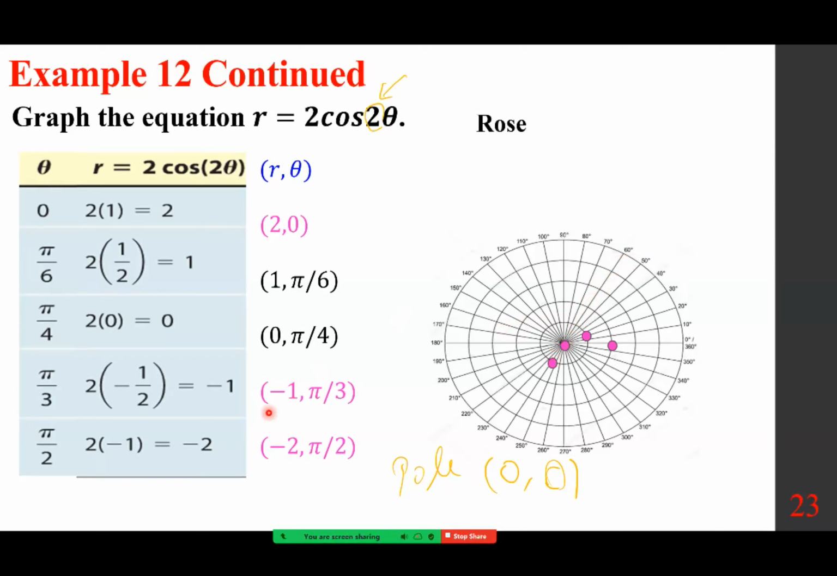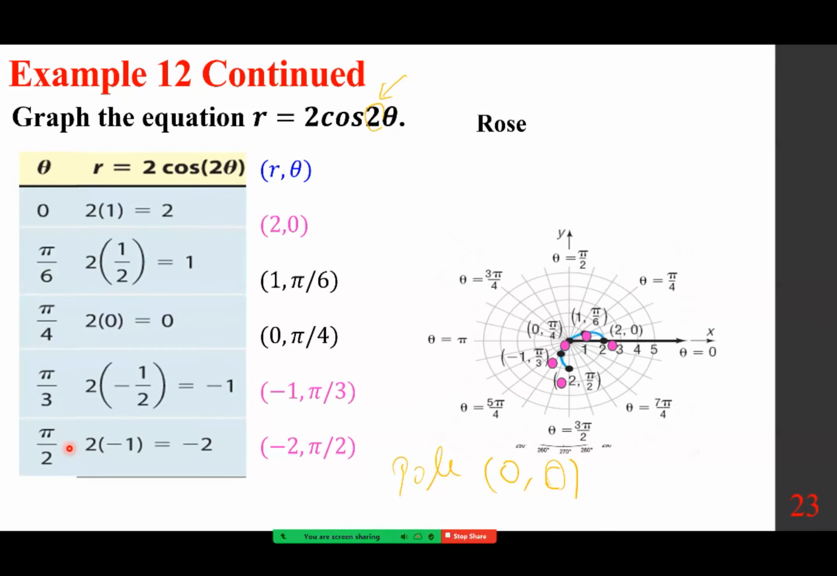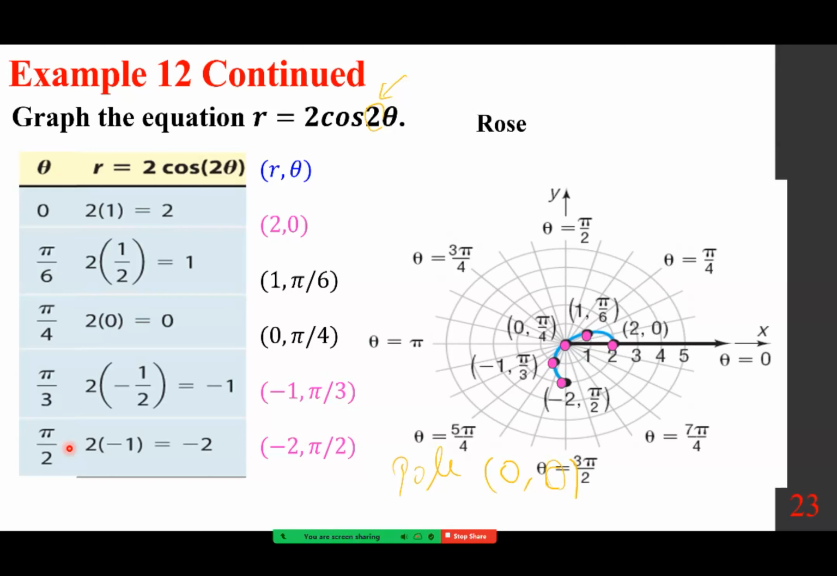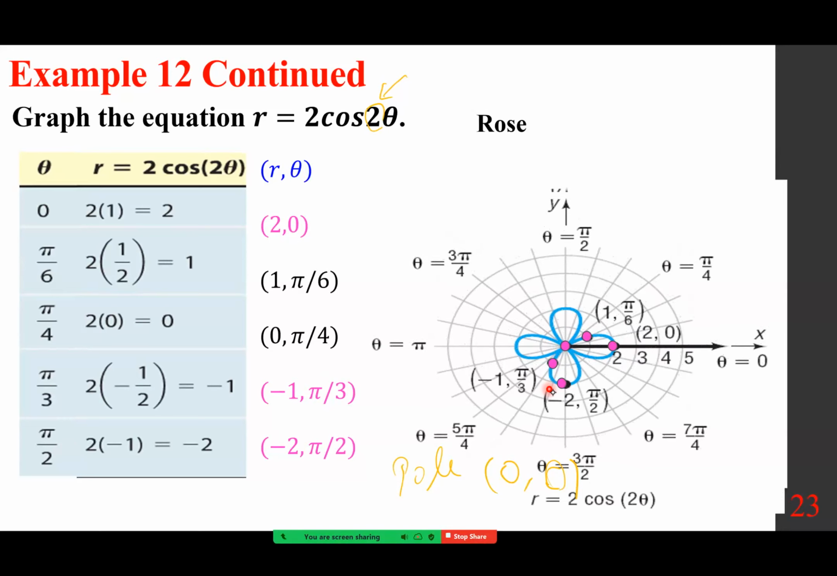Okay, negative 1. Now negative 2, pi over 2. So here's pi over 2, 90 degrees, class. If we had 2 it would be here, but it's negative 2, so we go to the opposite side, 1 and 2. So right here, this is the graph, everybody. Only a portion of it. I'm showing you a portion of it. If you go with the other 3 arcs, you end up with this graph.